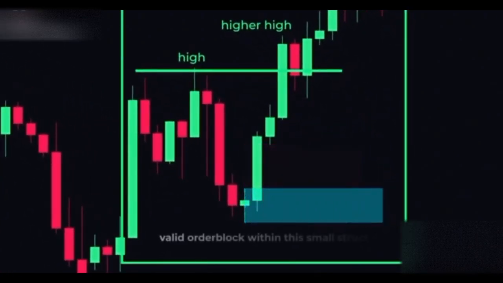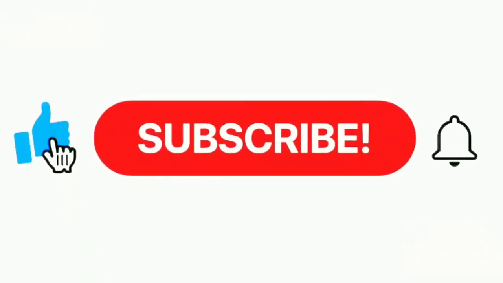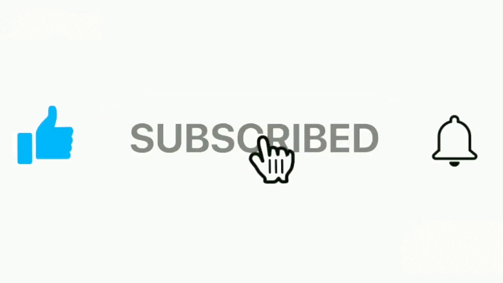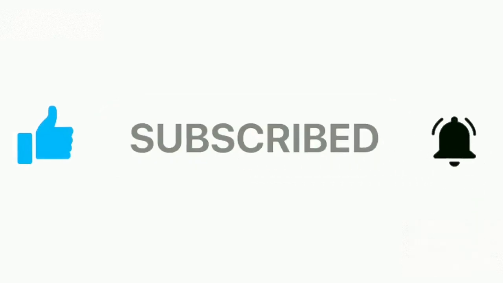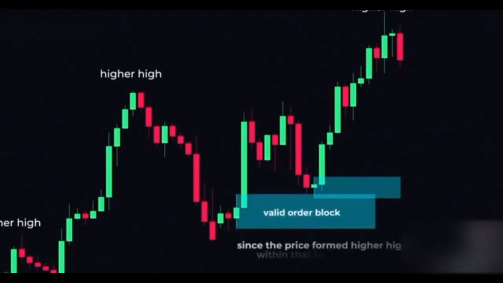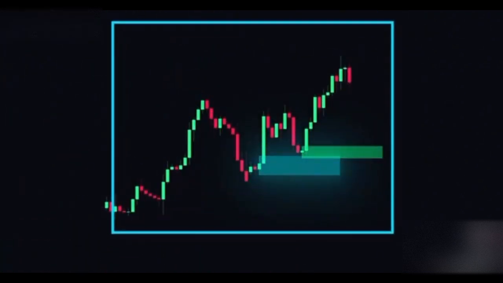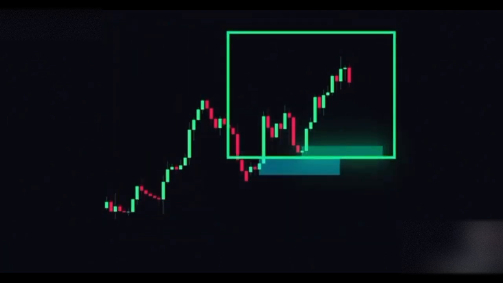This makes it a valid order block within this smaller structure. However, if we look closely, we also see that the price made higher highs within the previous larger structure. This means the earlier possible order block is now a valid order block as well, since the price formed higher highs within that larger structure. So, when drawing order blocks, it really depends on which structure the order blocks are formed within.